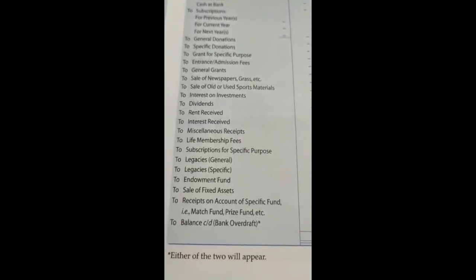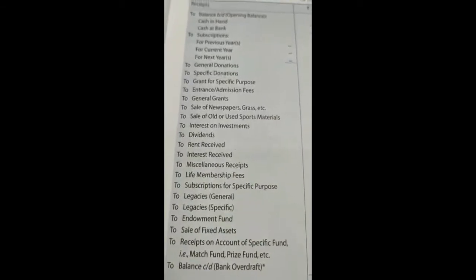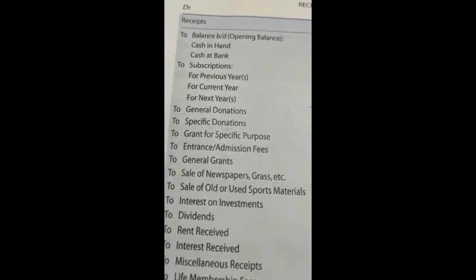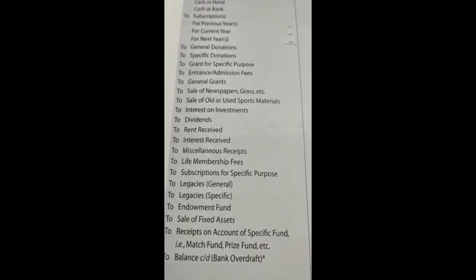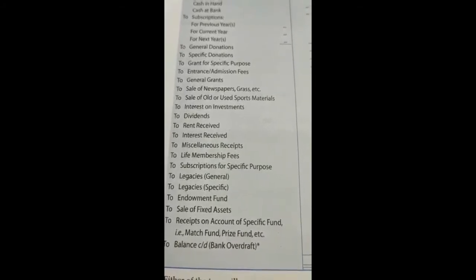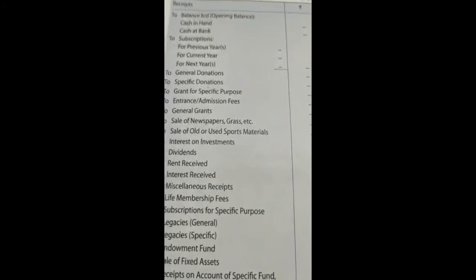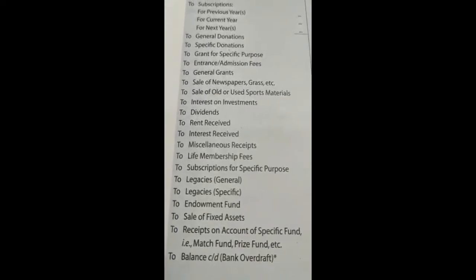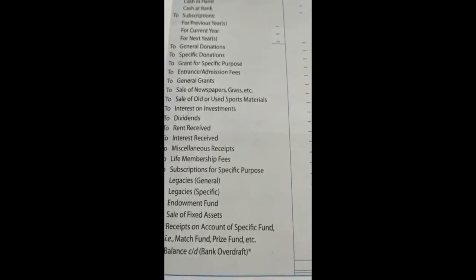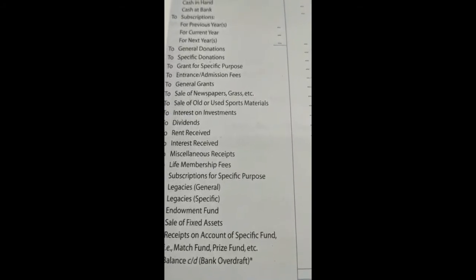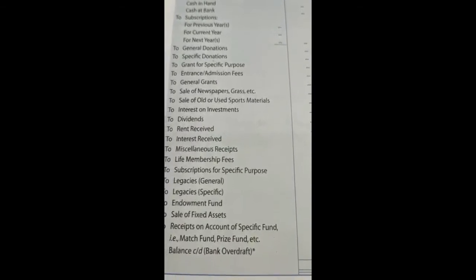Life membership fees. So there is a difference between normal membership fees and life membership fees. Normal membership fees, we call it a subscription. Here it is life membership fees. Life membership fees is what a member pays as a lump sum, a big amount, to become a lifetime member. Again, there is a difference between normal membership fees and life membership fees, but that difference we will discuss when preparing the income and expenditure account and balance sheet. But here the life membership fees, again, it is a receipt. We are getting the money, so that becomes our receipt.